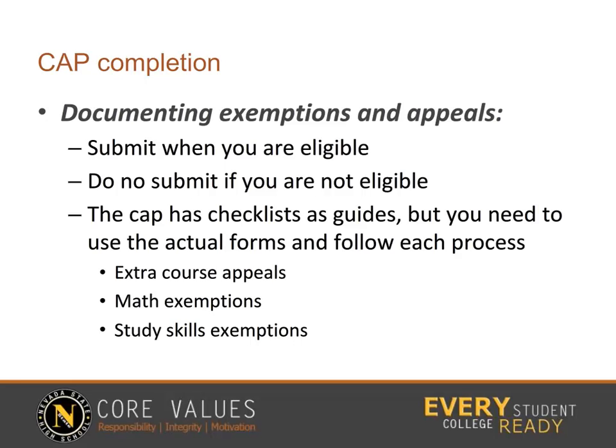the form directions. Submit all the supporting documents needed for each form with your CAP or once you think you meet those specific requirements. Approval for these is not guaranteed. These include the extra course appeal, the math exemption, and the study skills exemption. We will go into those in more detail next.